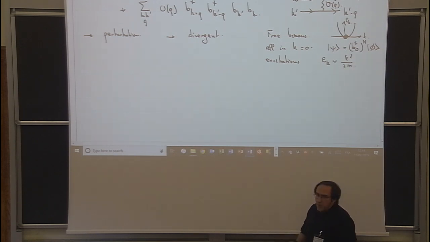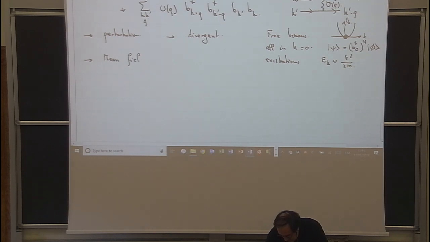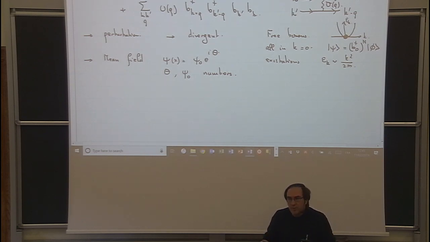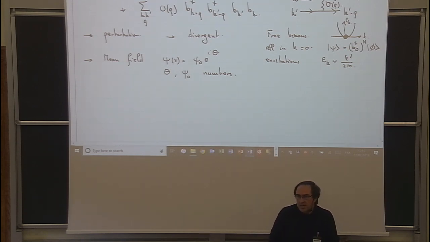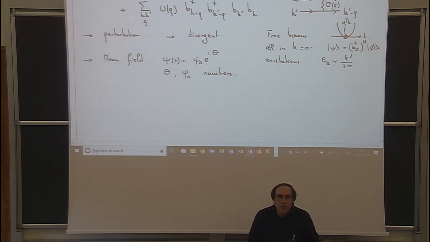So perturbation is divergent. Now I could try to do mean field. So I could say psi of x is psi 0 exponential of i theta, where theta and psi 0 are numbers. This is what you do in 3D. You say, I have a superfluid, and the phase of the wave function is fixed. And then you start doing perturbation on the top of the superfluid. I won't do this. It's hopeless. Again, it will diverge. And the reason, we'll see later, is because in 1D, you're not allowed to break a continuous symmetry. It's forbidden because of quantum fluctuation, so the phase symmetry of the wave function cannot be broken.